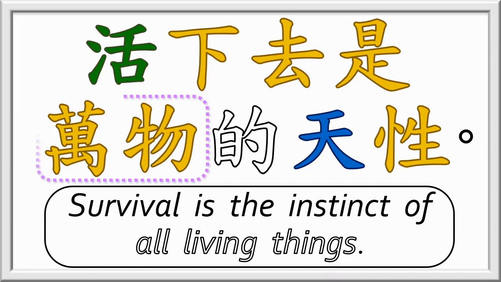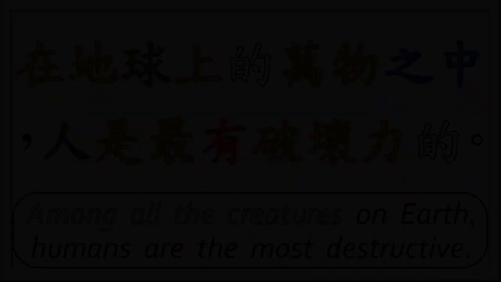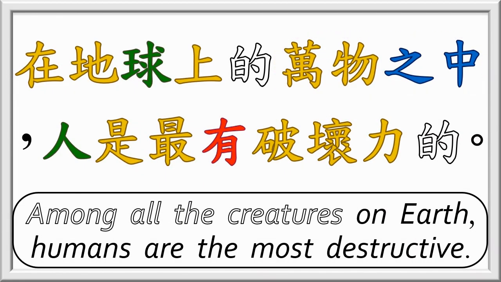万物 refers to all things under the sun, or all God's creation. 活下去是万物的天性。Survival is the instinct of all living things. 在地球上的万物之中，人是最有破坏力的。Among all the creatures on earth, humans are the most destructive.